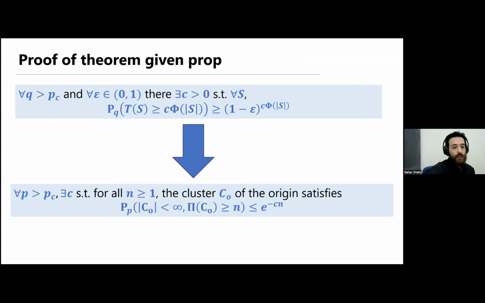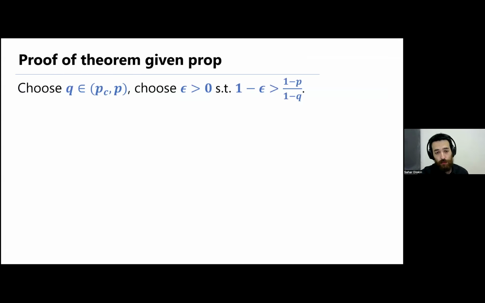So how does this proposition imply the theorem? We suppose we have the proposition, so let's choose some supercritical parameter Q, which is supercritical but smaller than P. And we can also choose epsilon such that 1 minus epsilon is bigger than (1 minus P) over (1 minus Q). You can do that.